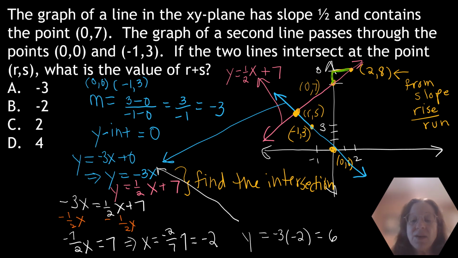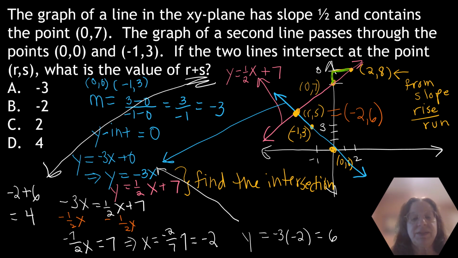Now we want to find y, and we can plug -2 into either of those equations. I picked the blue one because it's easier. So we have y equals -3 times -2, which is 6. So now we have (R, S), which is equal to (-2, 6). But that's not what they're asking. They're asking for R plus S. So we add -2 plus 6, and we get 4. And D is the answer.